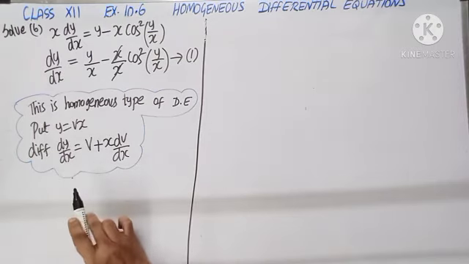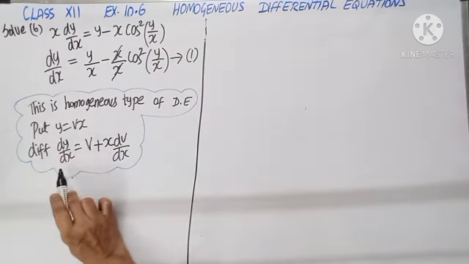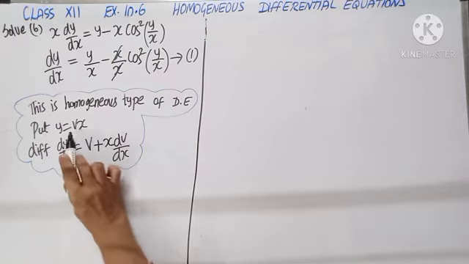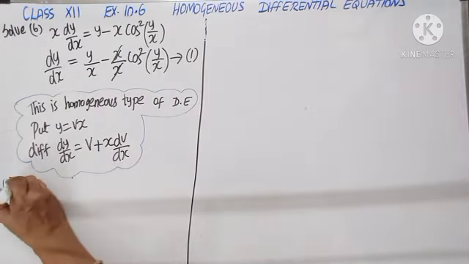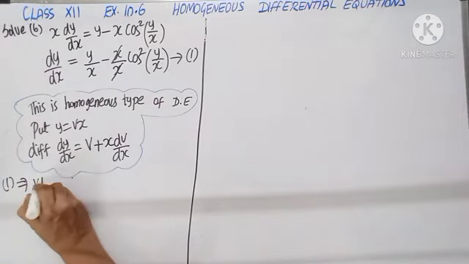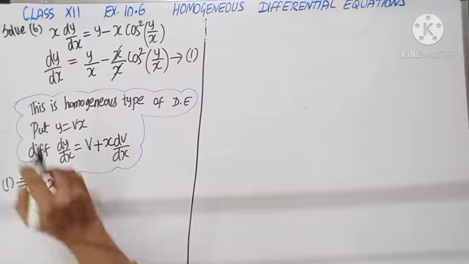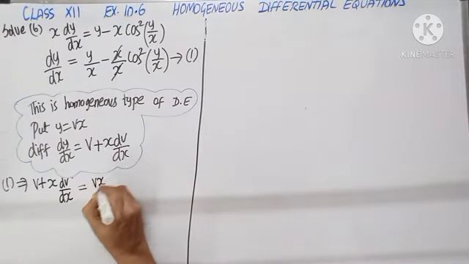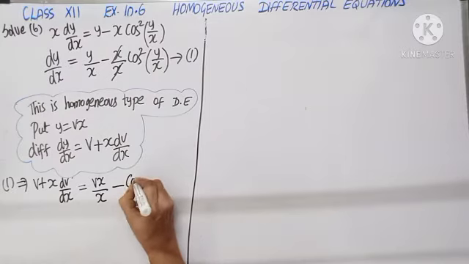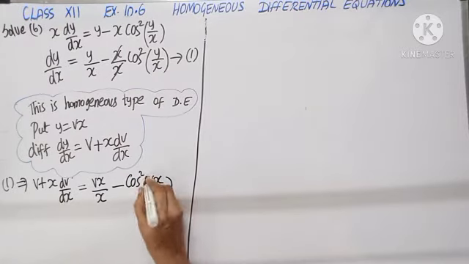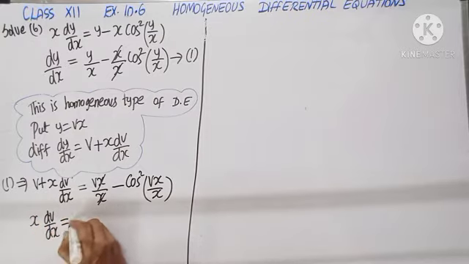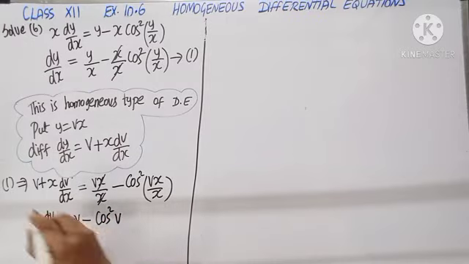Put y equals vx. Differentiating, dy by dx becomes, it is a product: keep v, differentiate x, becomes 1, plus keep x, differentiate v, becomes dv by dx. Now equation 1 will reduce as v plus x dv by dx, in the place of dy by dx, substitute this, equals y becomes vx by x minus cos square, again y becomes vx by x. As we simplify, x and x cancel, bringing v to the right side: x dv by dx equals v minus cos square v minus v.